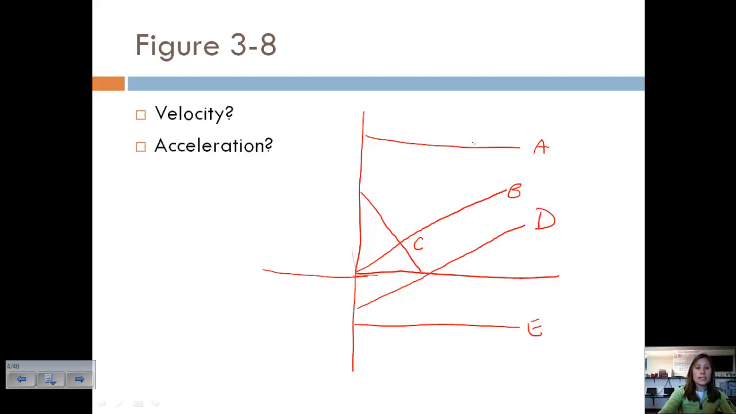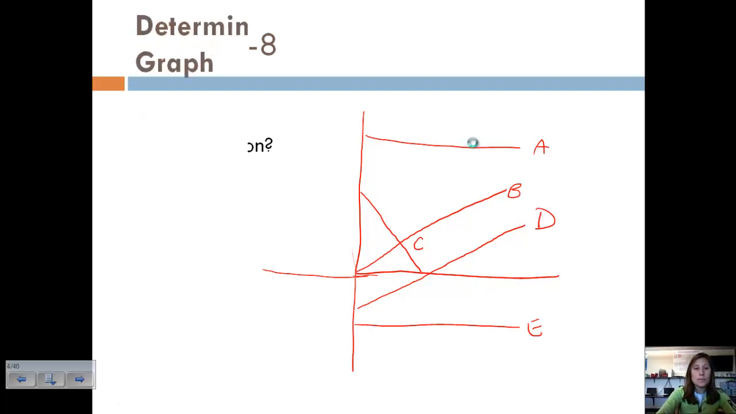Alright, let's look at an example. This is figure 3-8 in your book. You may want to pause the video for a second and sketch that diagram. You may want to look in your book. My drawings are not always the best. Maybe take a second to figure out what you would say about the velocity and acceleration of each object, and then we're going to go through it together. If you want to pause it here, that's fine. Otherwise, we're going to keep going.